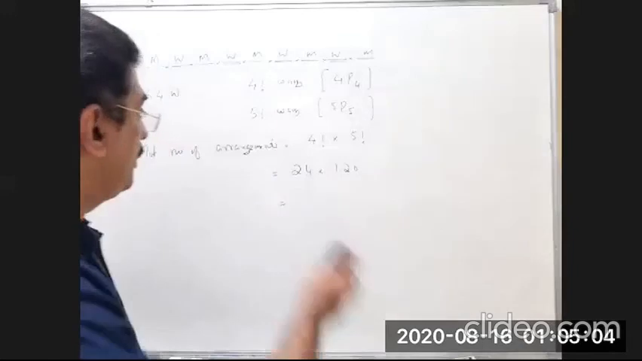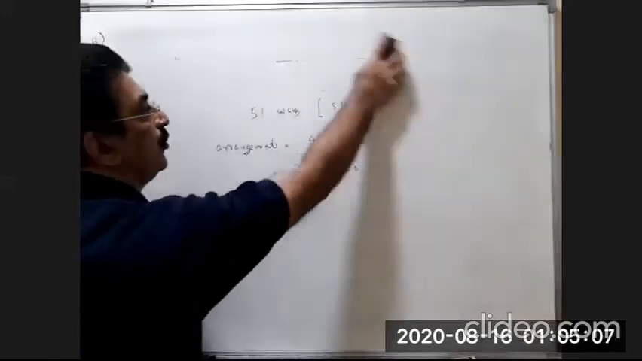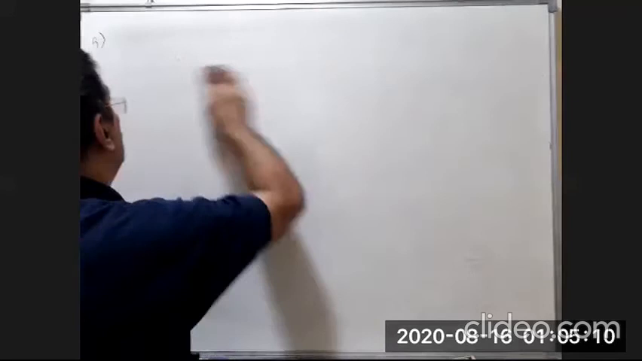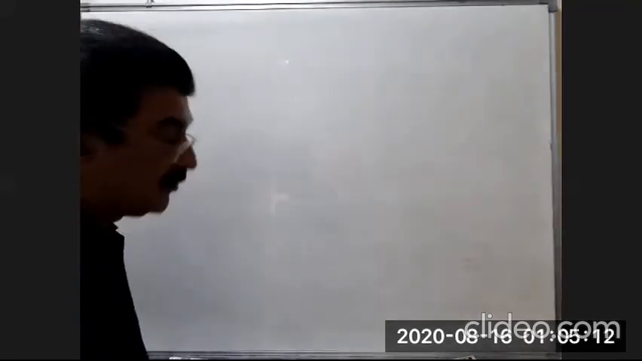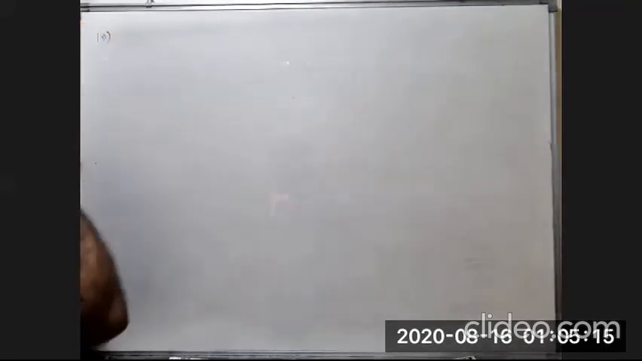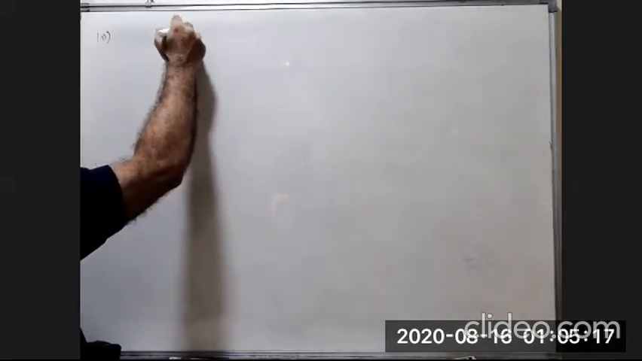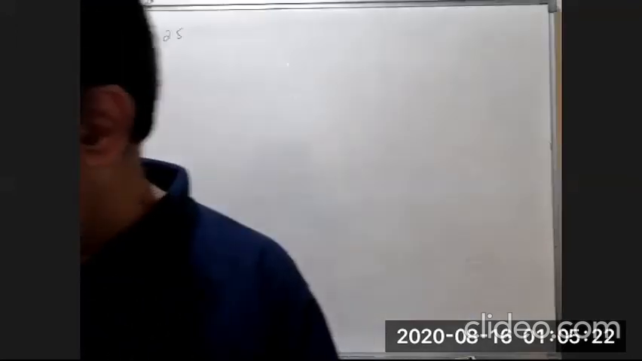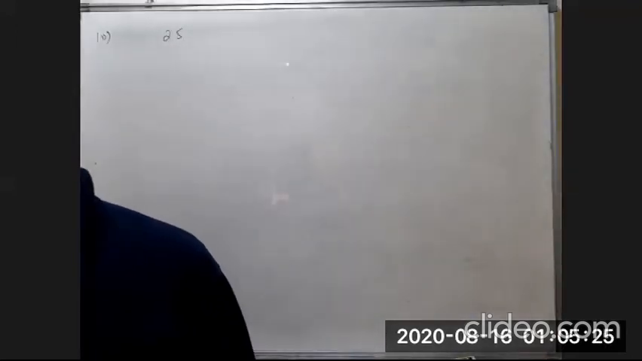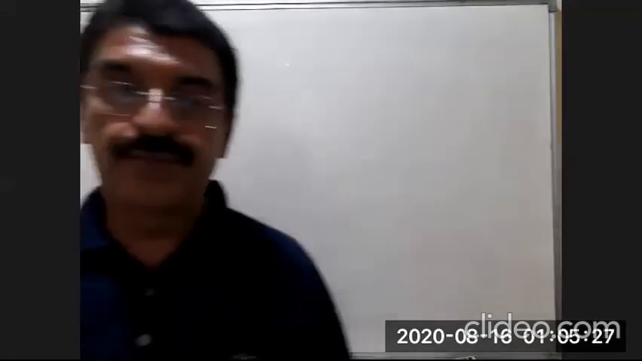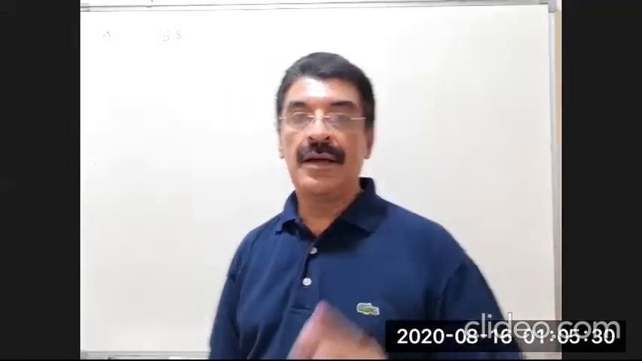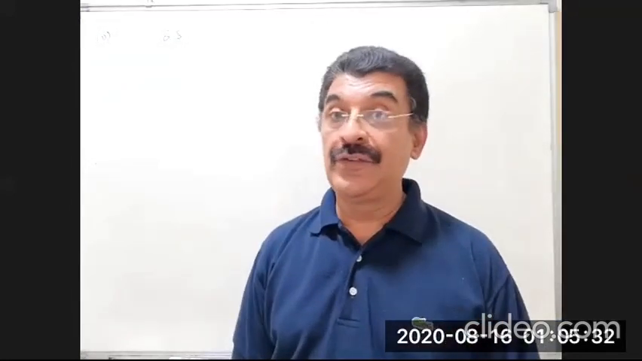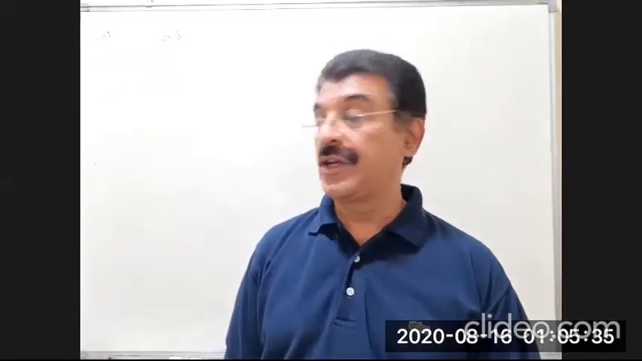Next one is an interesting question. We cannot complete this exercise, this chapter. I thought of completing it today. One question we left off, question number 10. We have 25 students in a class. From these 25 students, 10 are to be chosen for an excursion party. So it is selection, not arrangement. From 25, 10 can be selected in 25C10 ways.